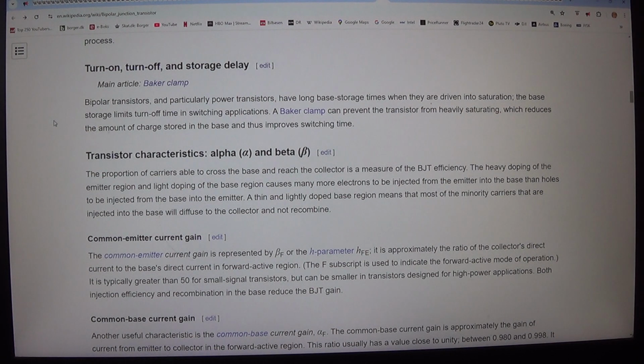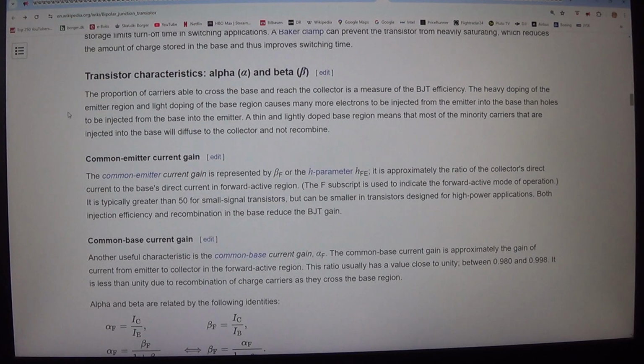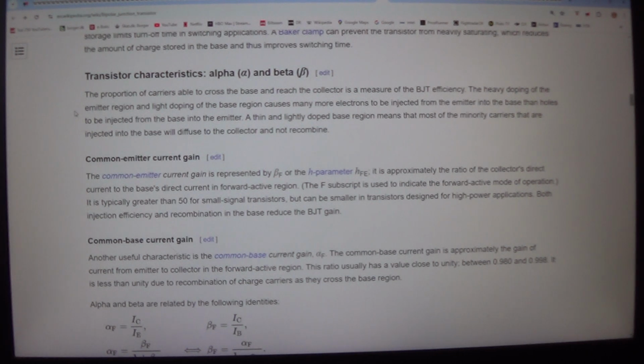Transistor characteristics: alpha and beta. The proportion of carriers able to cross the base and reach the collector is a measure of the BJT efficiency. The heavy doping of the emitter region and light doping of the base region causes many more electrons to be injected from the emitter into the base than holes to be injected from the base into the emitter. A thin and lightly doped base region means that most of the minority carriers that are injected into the base will diffuse to the collector and not recombine.